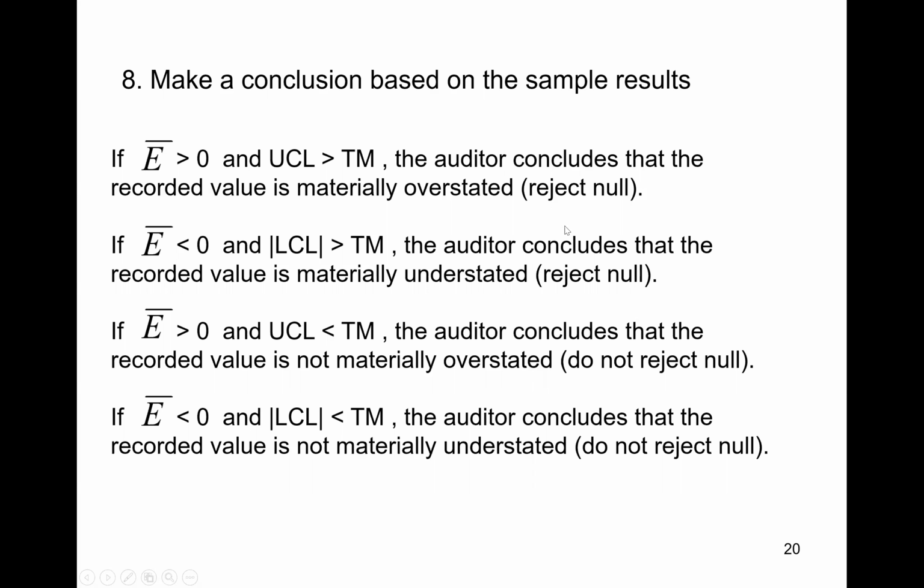Okay, so in these two cases, the auditor is rejecting the null hypothesis. So the risk that the auditor is incurring here is the risk of incorrect rejection. That is the type 1 risk that we talked about before.